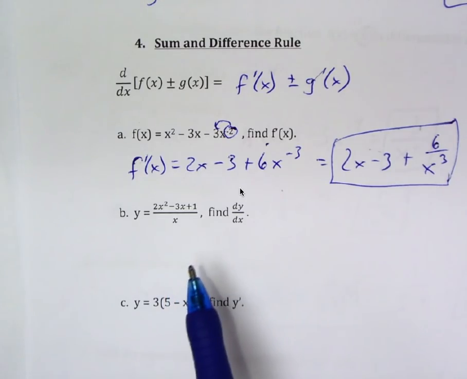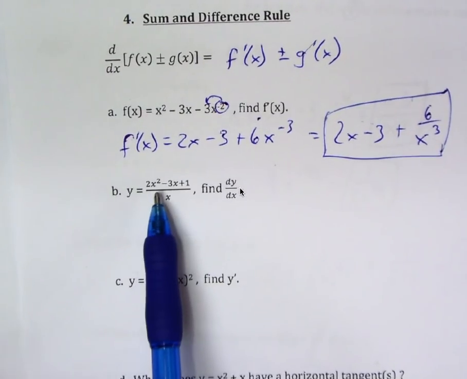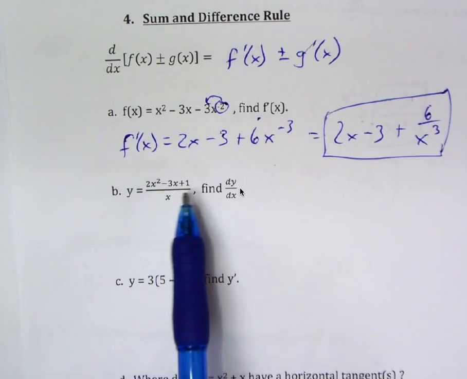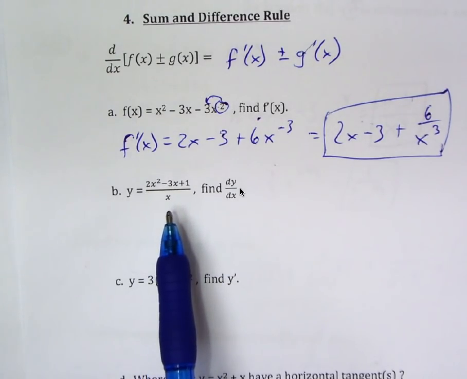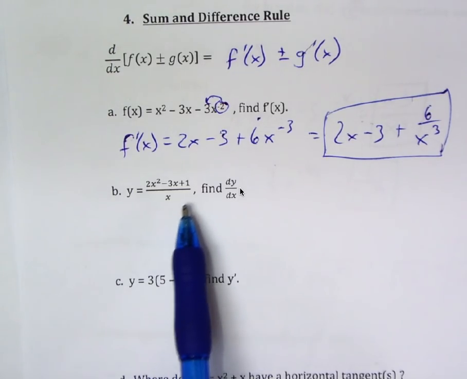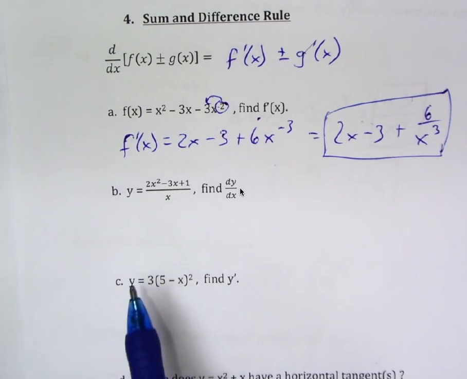But you can't, if it's a fraction, just take the derivative of every single term on the top and the bottom. It does not work that way. There is going to be a rule that we learn called the quotient rule. There's going to be a way to find the derivative, but we're not learning that yet.